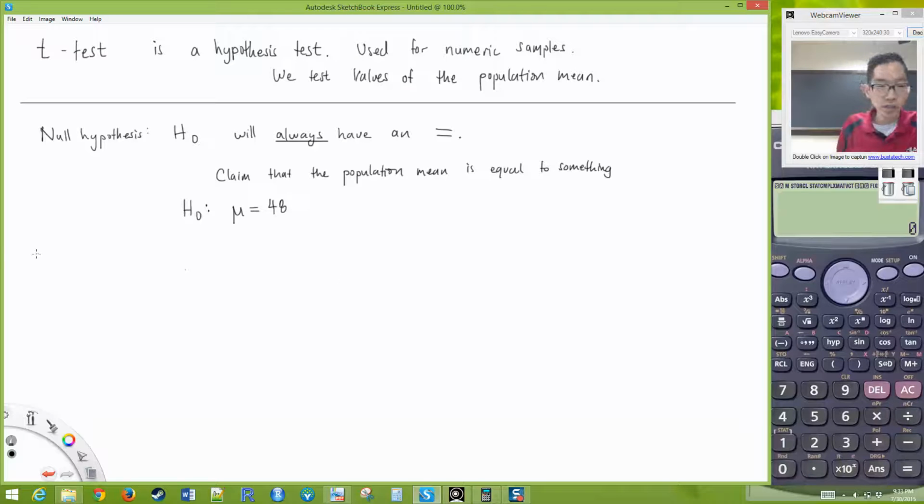And then the alternative hypothesis looks exactly like the null hypothesis. The alternative is almost exactly like the null, except we get rid of the equal sign and we put in a not equal sign, a greater than sign, or a less than sign.